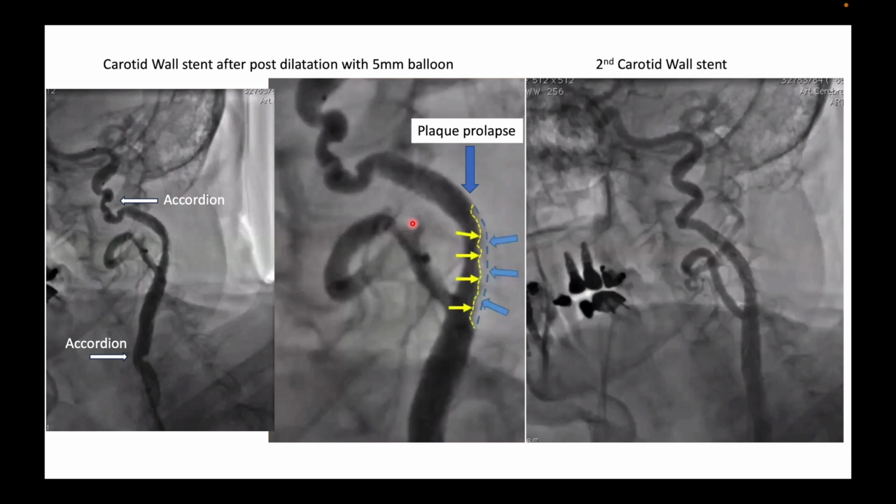Now in this case, you can again see there is an accordion after deployment of the filter. So this is an area where the stent has been placed.